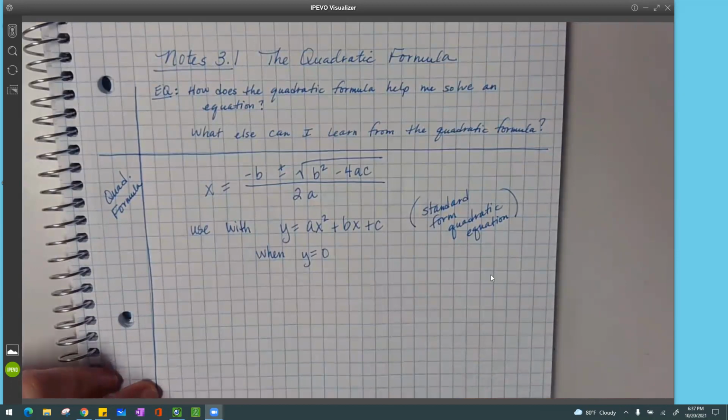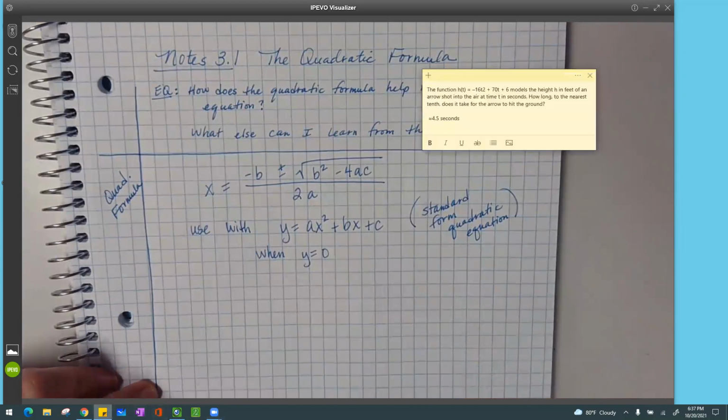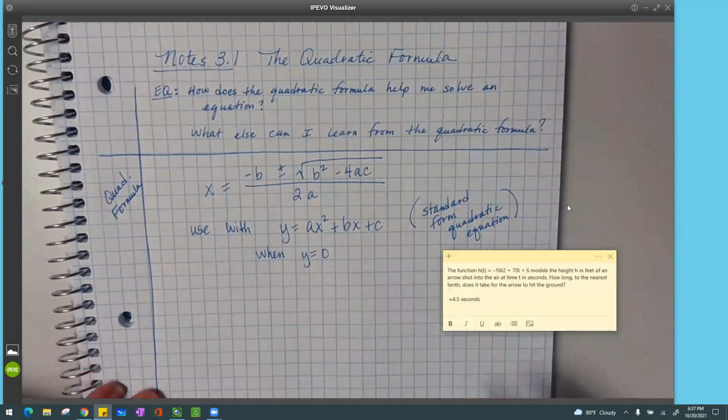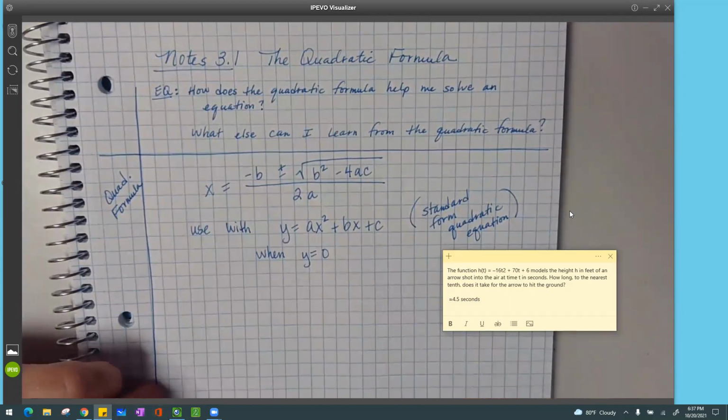I would like to use this problem first. So you can pause it if you need to. Go ahead and write your problem down in your notebook. And this is what we will solve.